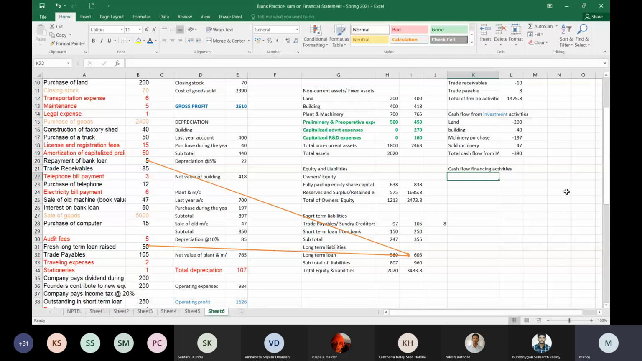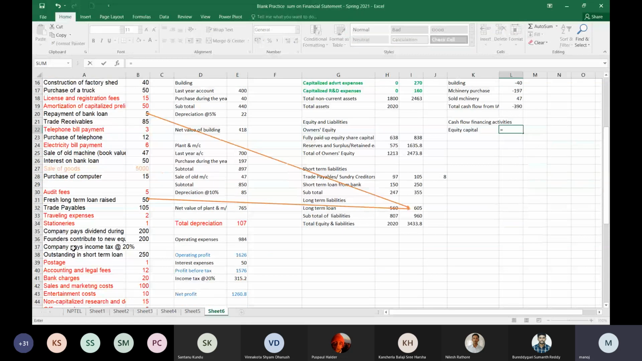So let us write equity capital. Reserves and surplus does not come here. So it is equal to, if we have brought in any new equity, founders contribute to new equity, this. So this money has come in, that is why this is positive. Long-term bank loan.